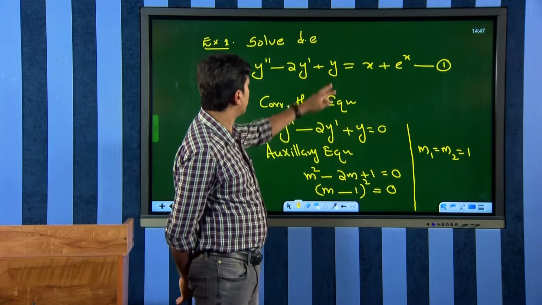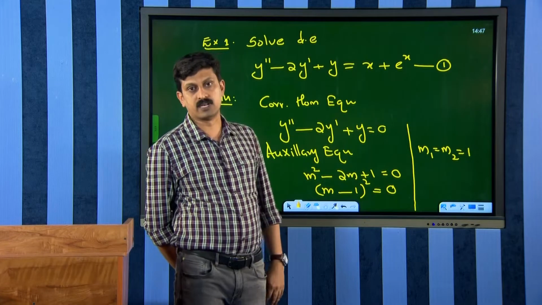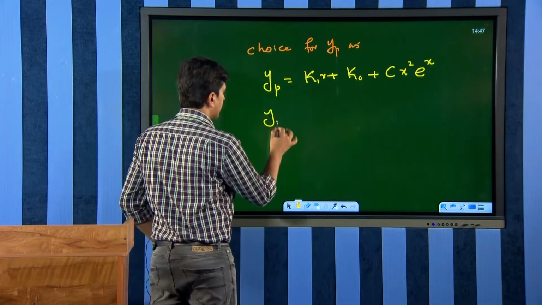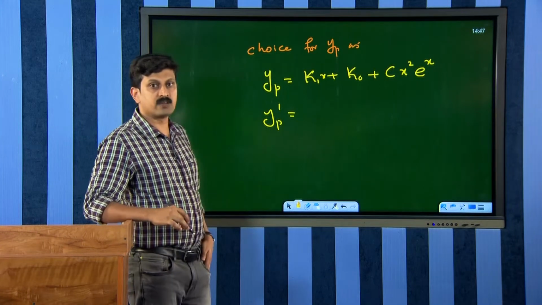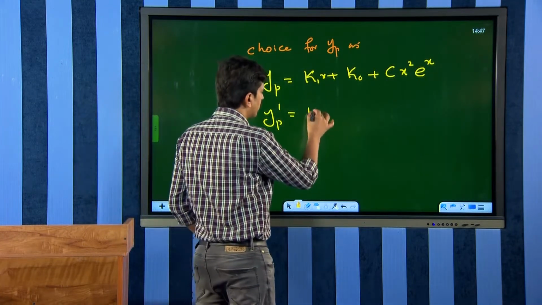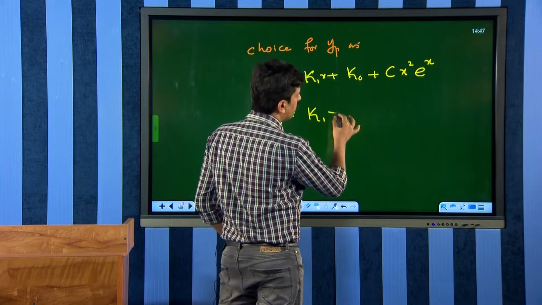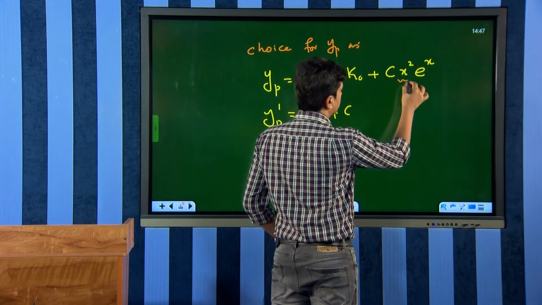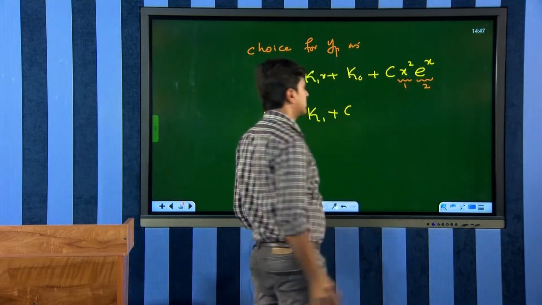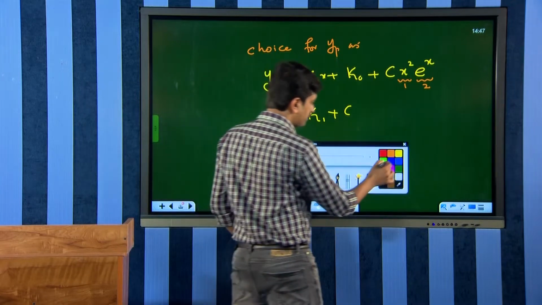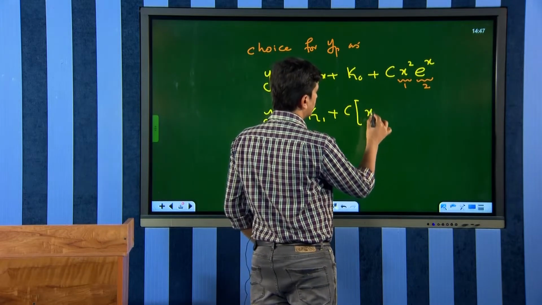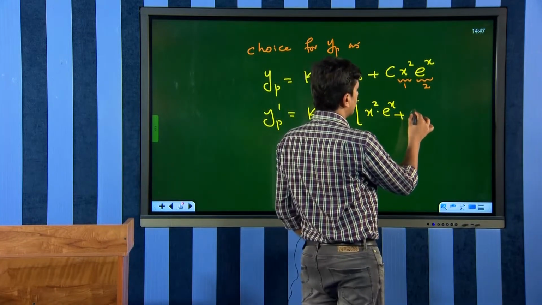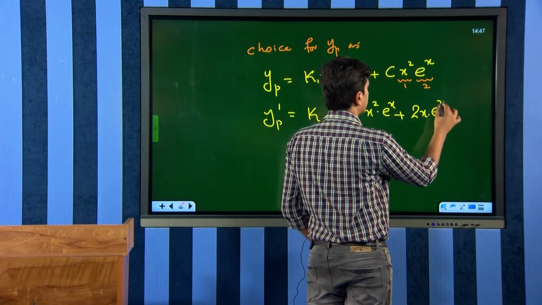So for that we need to find yp dash and yp double dash. Dear students, see here, yp dash is k1 into the derivative of x, that is k1, k naught is 0, and c into x square into e raised to x. X square is the first function and e raised to x is the second function, therefore c into x square into the derivative of e raised to x plus e raised to x into the derivative of x square, that is 2x into e raised to x.